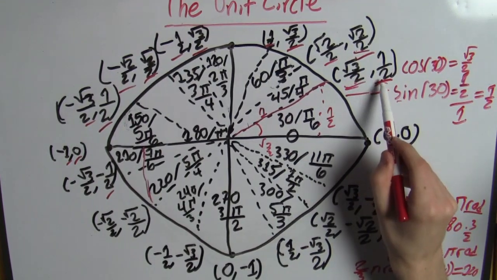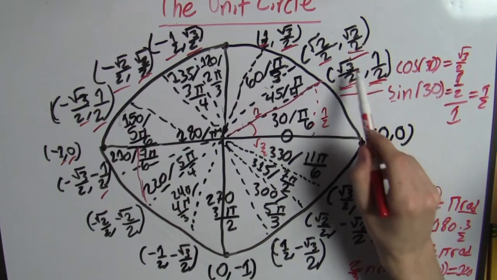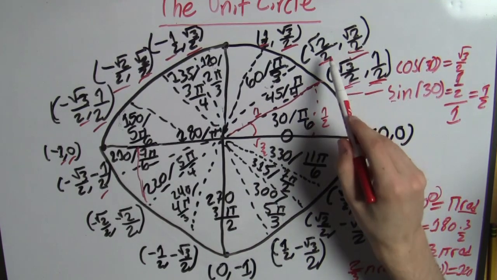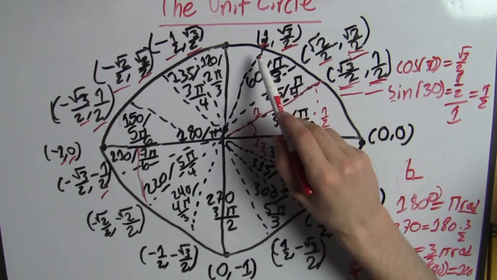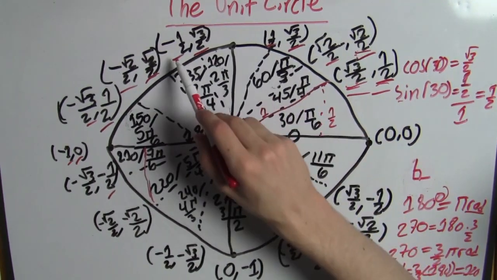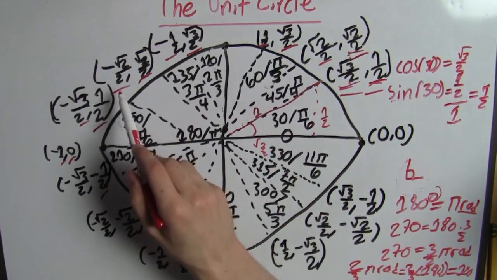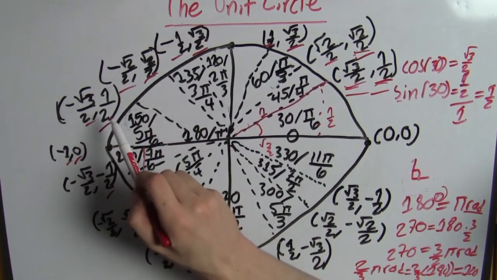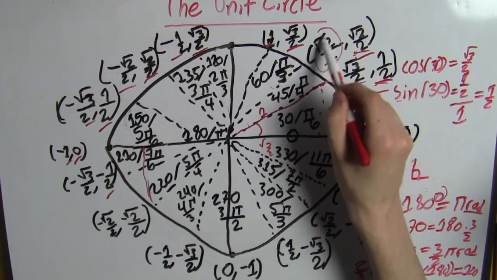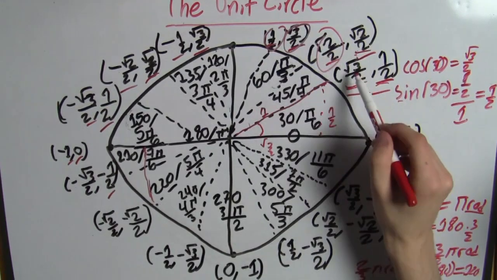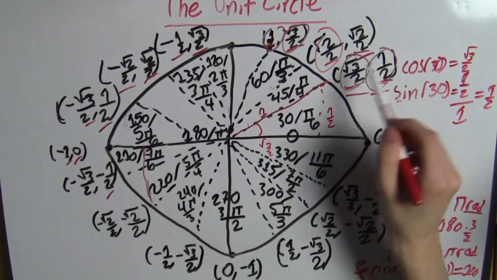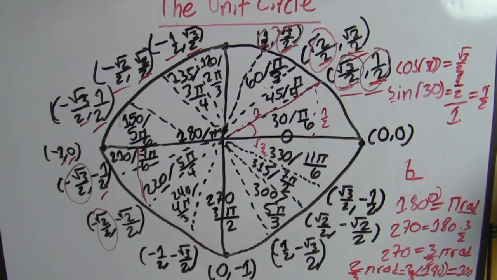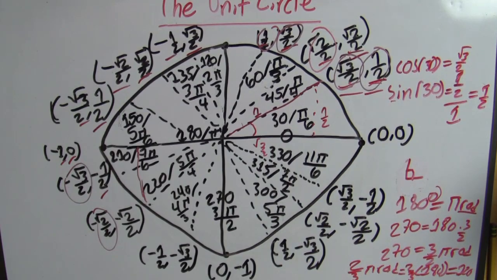1/2, root 3 over 2, 1/2, root 2 over 2, 1/2, root 3 over 2. Negative 1/2, root 3 over 2. Root 2 over 2, root 2 over 2, negative root 2 over 2. Negative root 3 over 2, 1/2, right? These values reoccur again and again, over and over again. They allow us to kind of do a little skip, right?